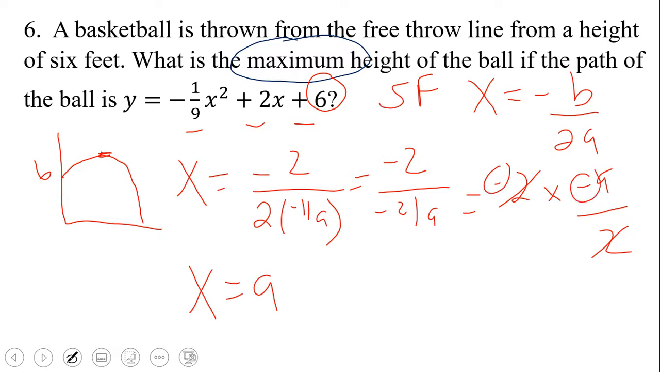When it says what is the maximum height, remember this is only the x value of the vertex. If you want to actually find the corresponding y value, you're going to go back to your equation. Everywhere there's an x, you're going to put in a 9. You're going to very carefully use parentheses. Don't forget about the negatives. And you're going to get a y value of 15.